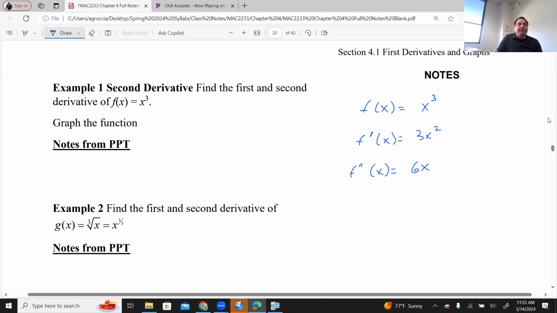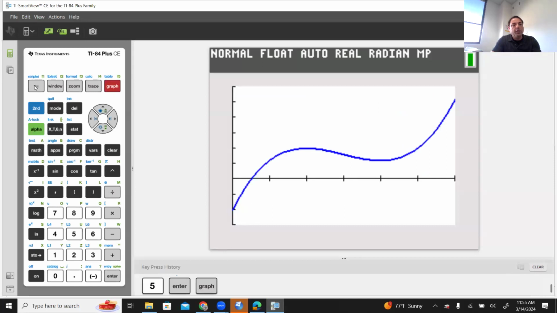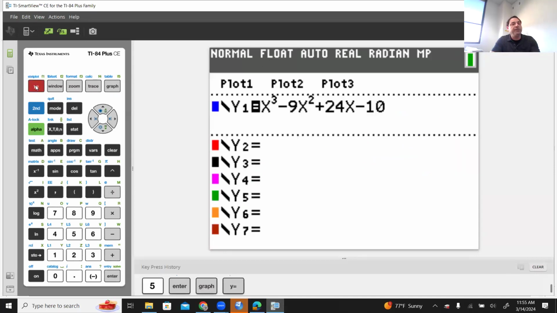Now, trust me, and you don't even have to trust me, I'll show you on the calculator. Let's graph x cubed. Okay, so I'm going to go to the calculator. You're welcome to follow along. Go to y equals, clear everything you have in y1, and let's put in x raised to the 3. Good so far?